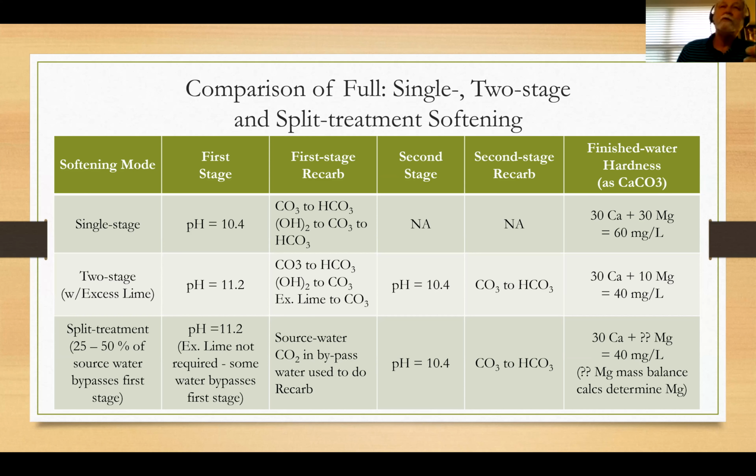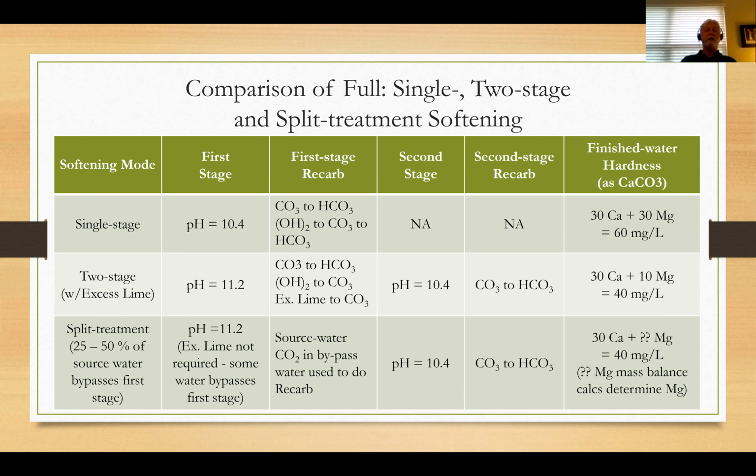I also don't have to add CO2 in the first stage because I've got the source water CO2 that can do partial recarbonation and take the pH down to 10.4 for the second stage. Then I recarbonate the second stage to get my carbonates over to bicarbonate so I don't precipitate on my filters. And the magnesium level in the far right is determined again by a mass balance that determines how much water I want to route around first stage.